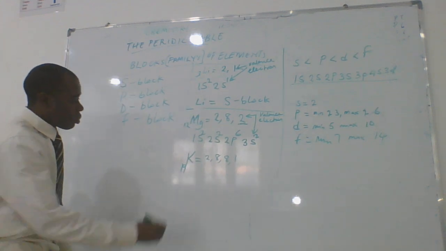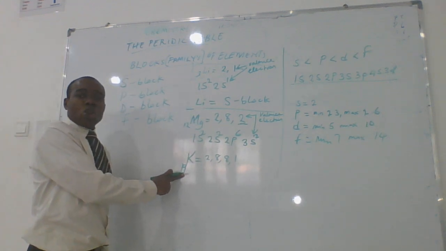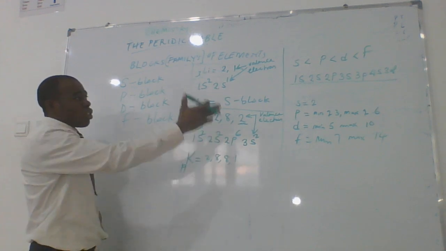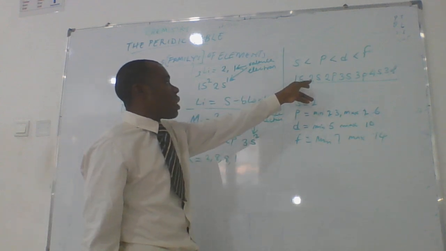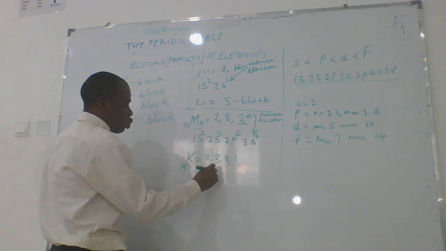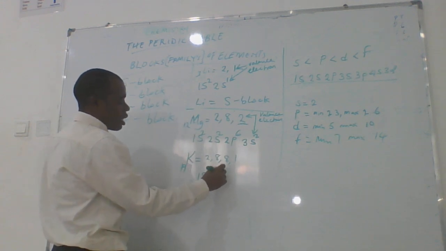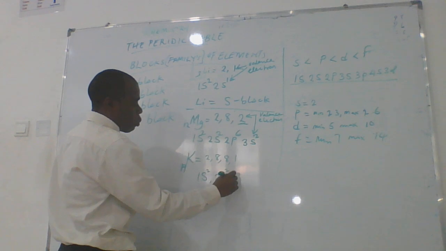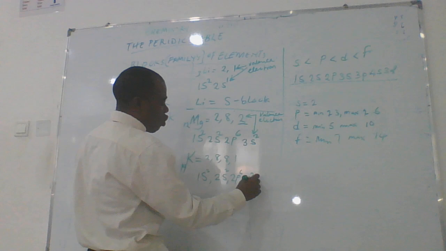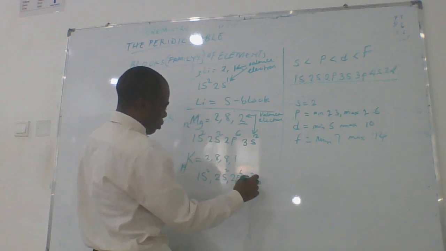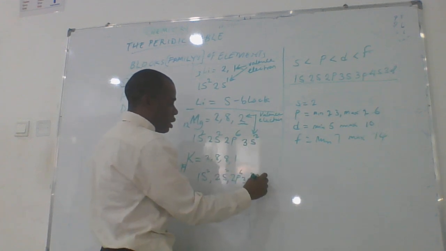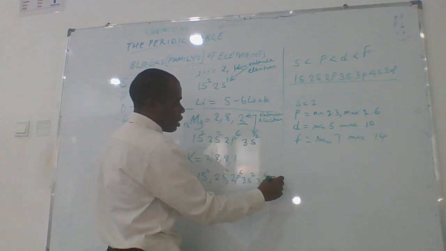So, don't forget, we have a total number of 19 electrons for potassium. Out of this 19, the first orbital is S, that's 1s. So I put it here, 1s, take 2, followed by 2s, take another 2, followed by 2p, taking 6, followed by 3s, taking 2, and followed by 3p, 6, and 4s, 1.